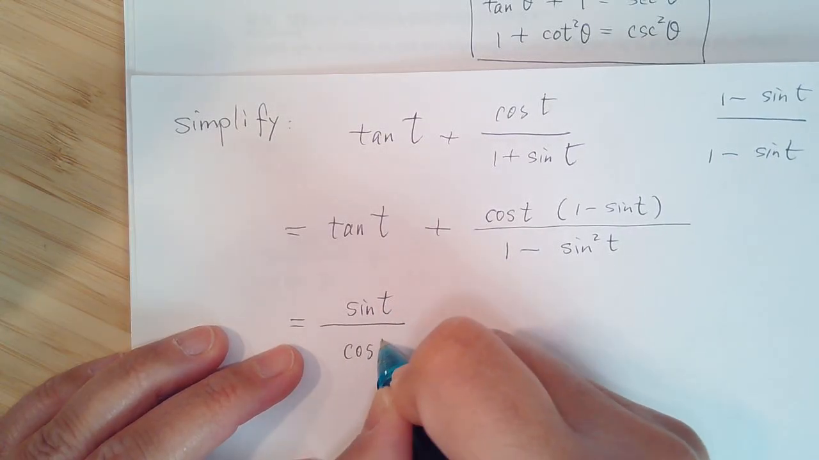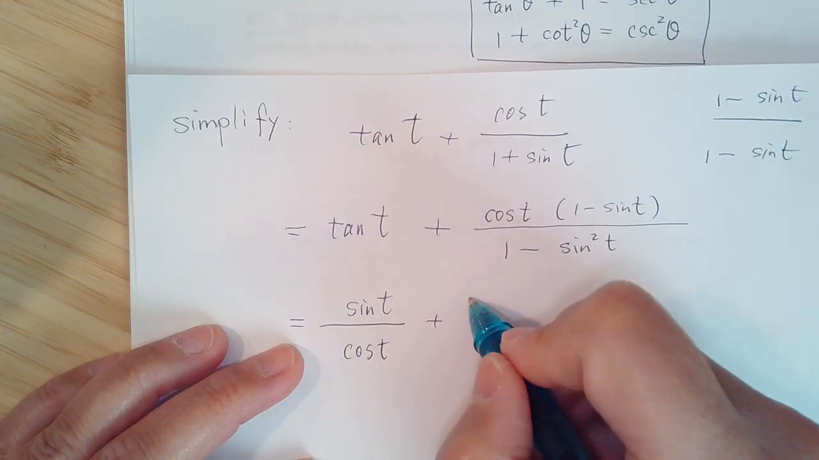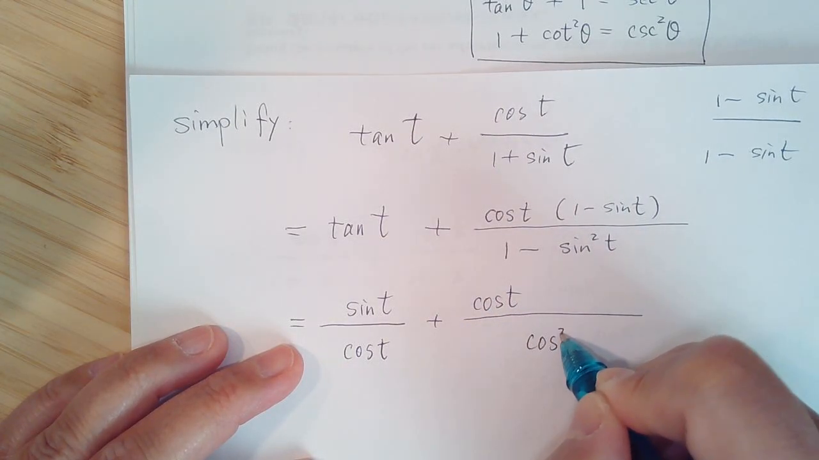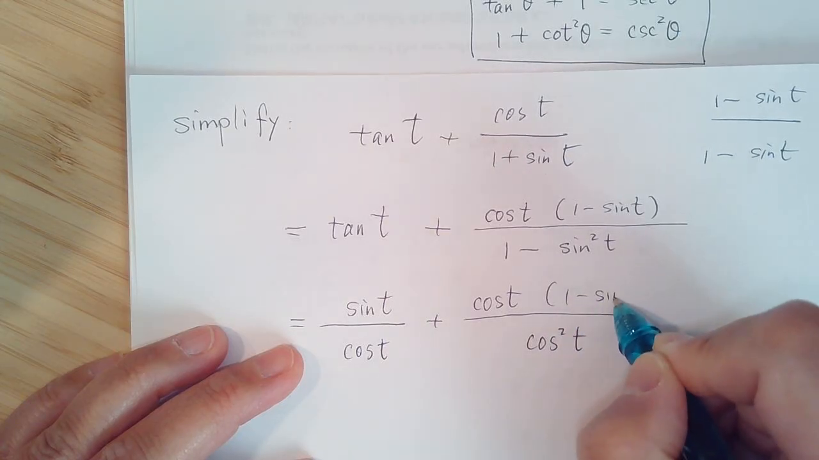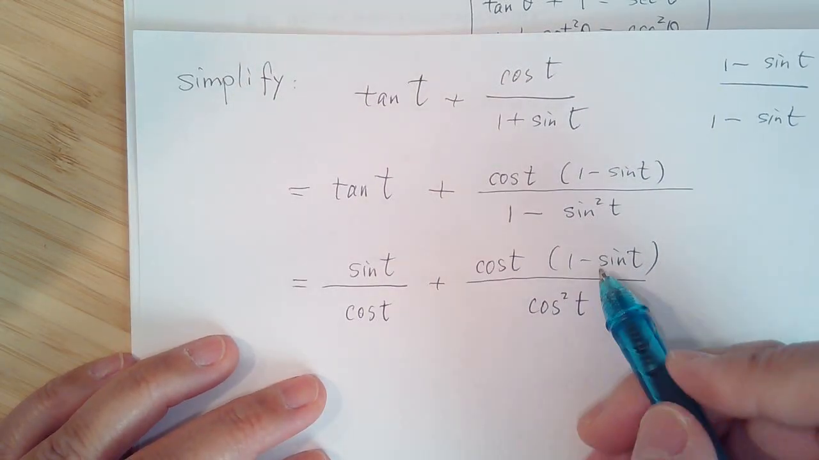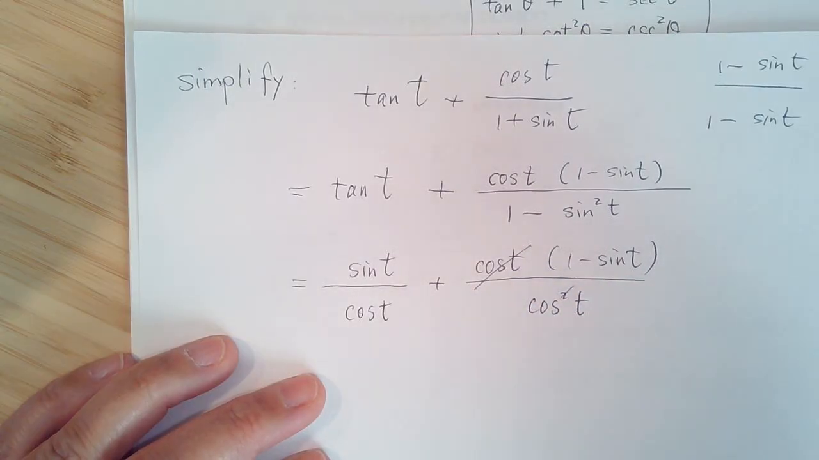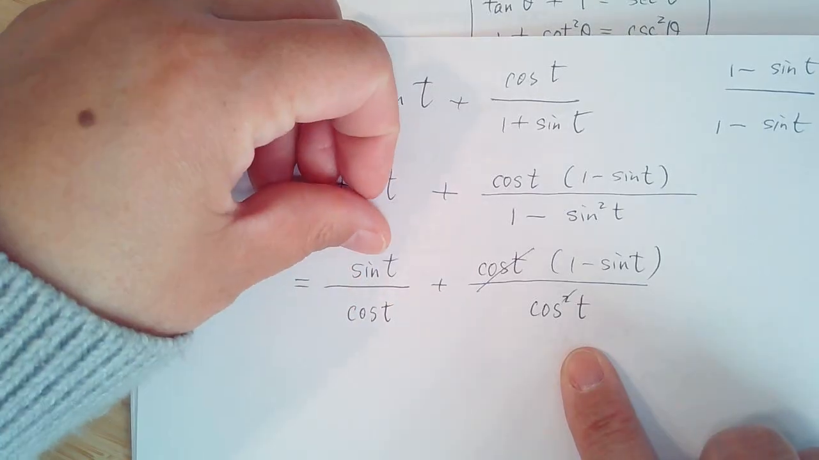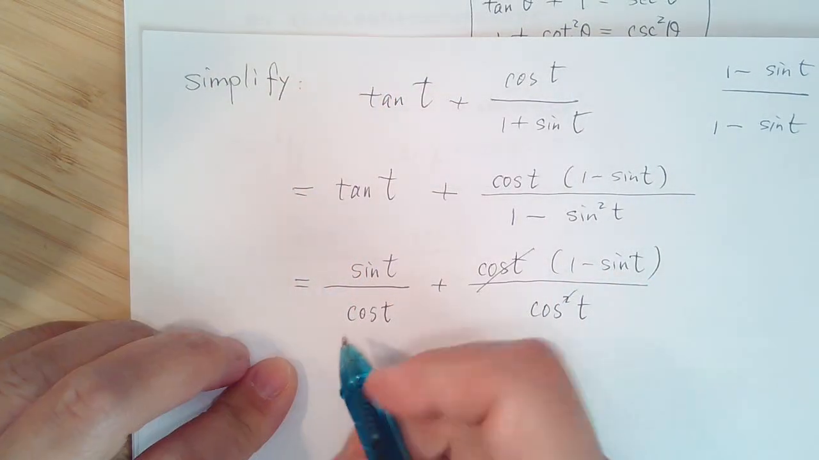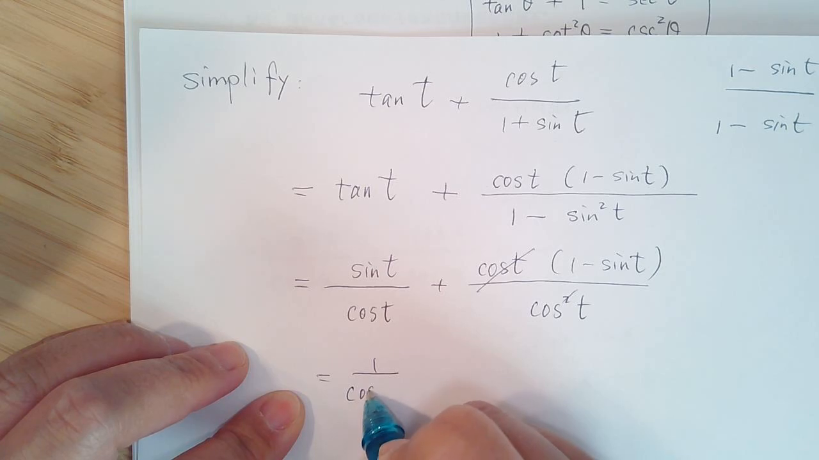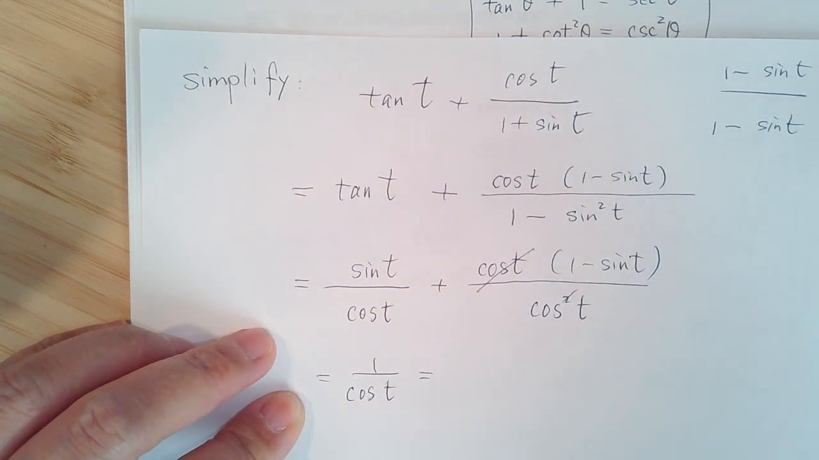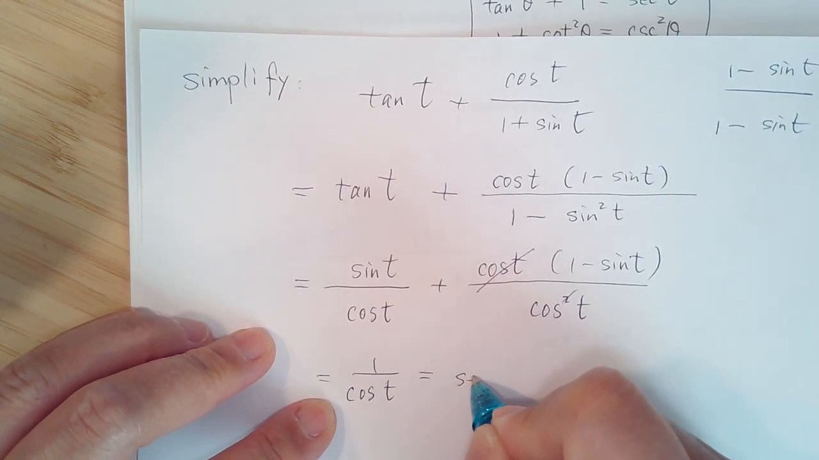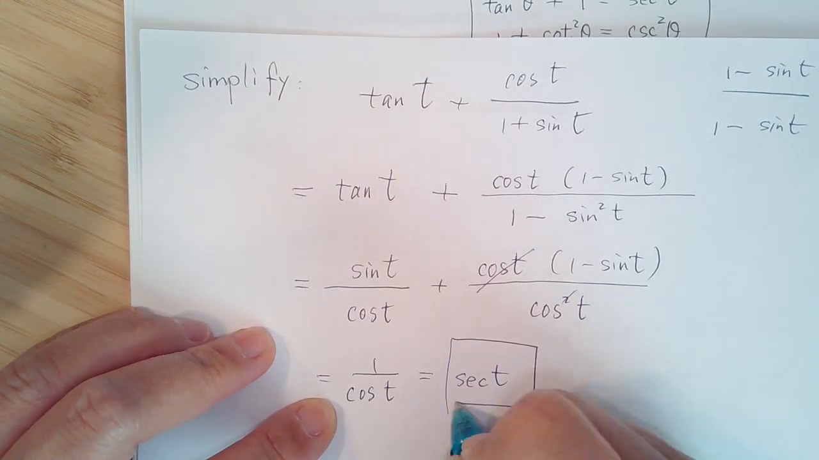over cosine t, plus. Here is a cosine t, here is a cosine squared t, and the top is 1 minus sine t. Did you notice that you can cancel a cosine t from the top and the square? So the denominator, you get a cosine t. And then the top, you have sine t, plus 1, minus that. So you should have 1 over cosine t. And if you write that without the fraction form, it's going to be secant t. That's it. Did you see that?